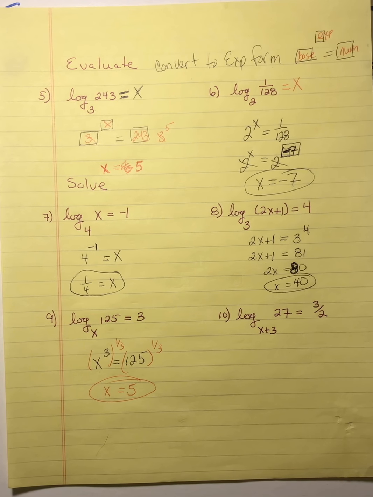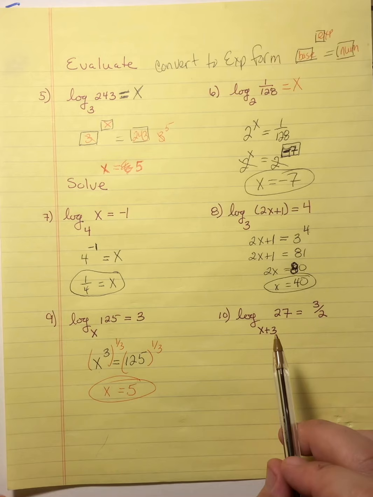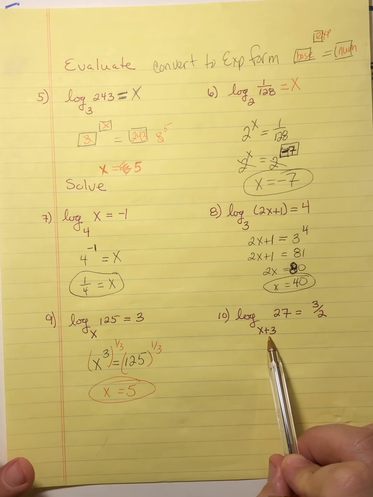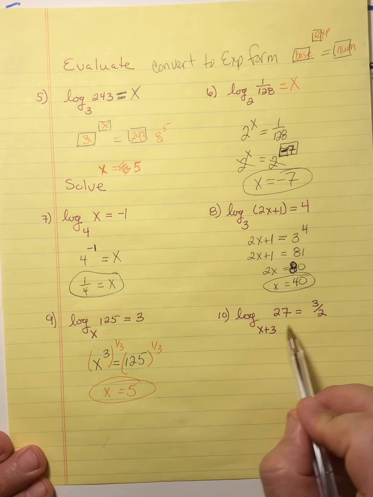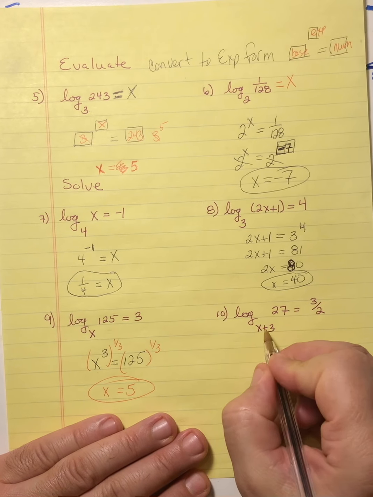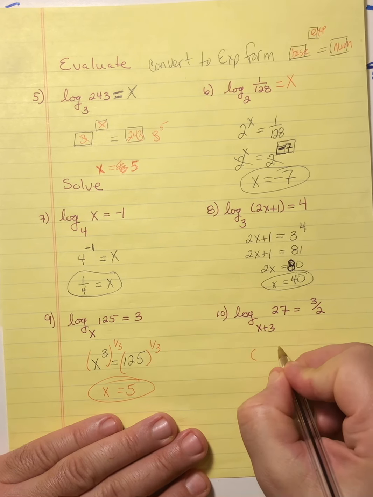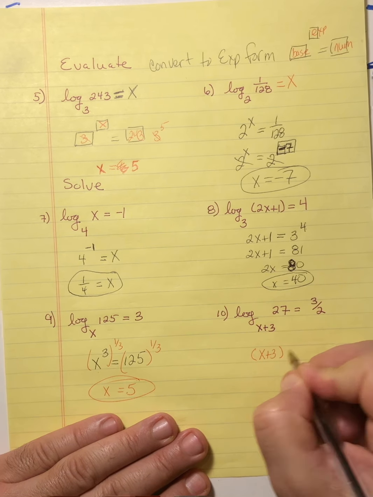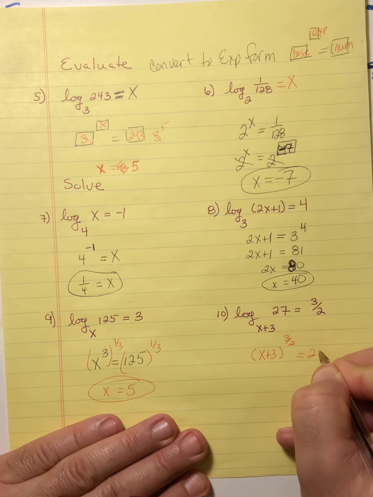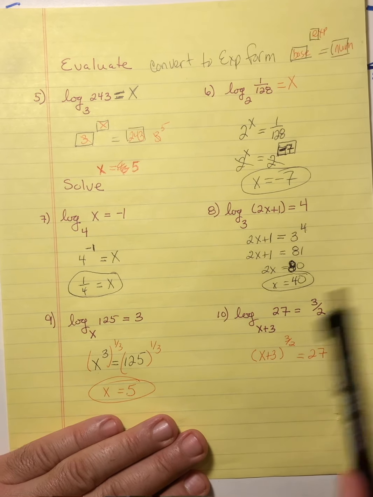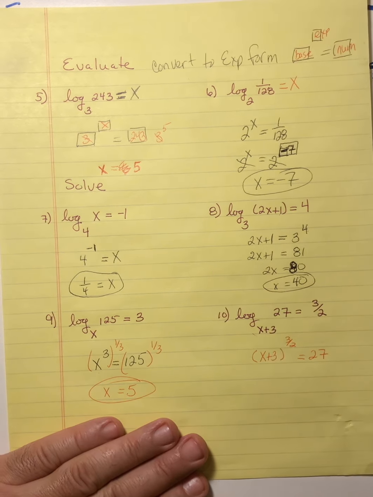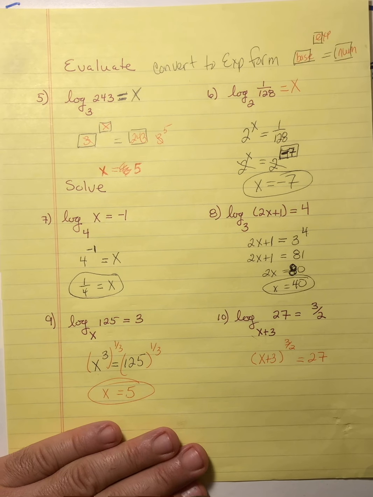All right, look at this last one, number 10. Don't freak out that this says x plus 3 here. Who cares? Follow your rules. X plus 3 is the base. 3/2 is the exponent. That's how I'm going to write it out. But because it's a quantity, I'm going to use parentheses. So x plus 3, and then there's your exponent, 3/2, equals the 27. That's it. There's your base, there's your exponent, equals the 27. Changed it to exponential form.